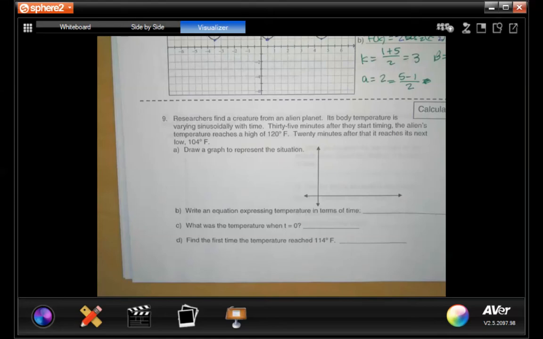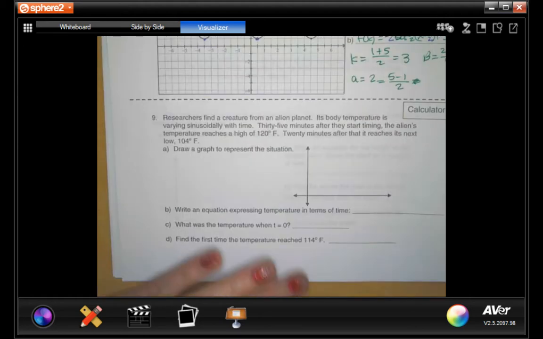A creature from an alien planet. Its body temperature is varying sinusoidally with time. 35 minutes after it starts timing, the alien's temperature reaches a high of 120 degrees Fahrenheit. 20 minutes after that, it reaches its next low, 104 degrees Fahrenheit.